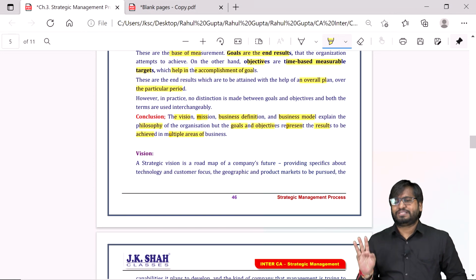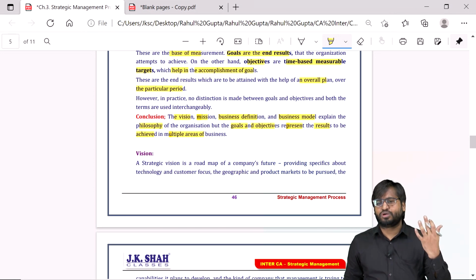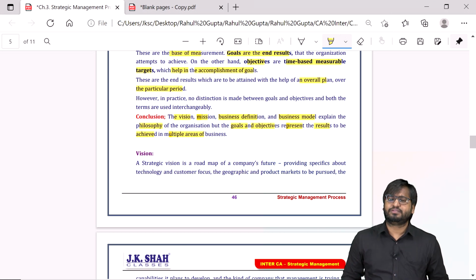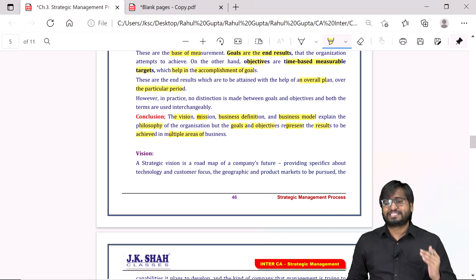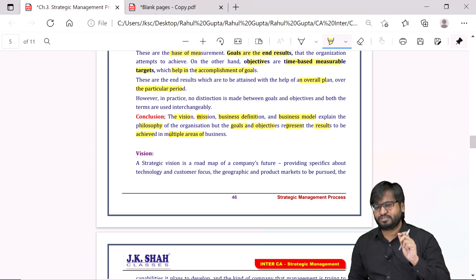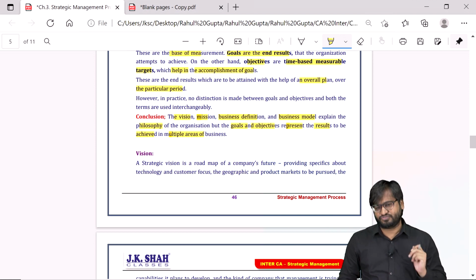We have three questions here. A note on vision, what are the elements of vision and what are the essentials of vision. So, write a short note on vision. What are the elements of vision? What are the essentials of vision?